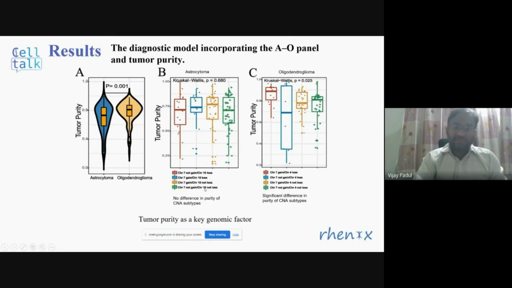So what is the difference? With respect to the tumor purity, they did not identify any difference among these subgroups for astrocytoma, but when oligodendroglioma samples were considered, they identified a significant difference. A significant difference is seen in the chromosome 7 gain and chromosome 10 loss subtype. So this is also an important prognostic criterion.